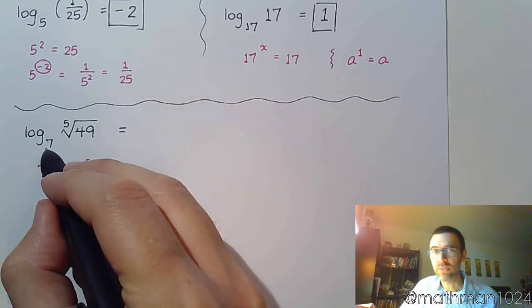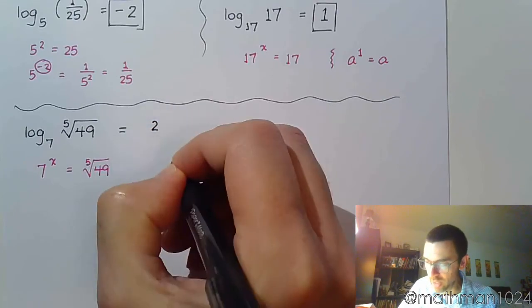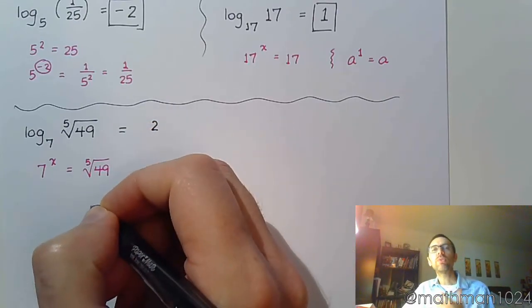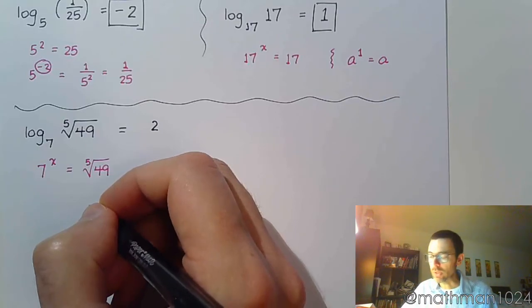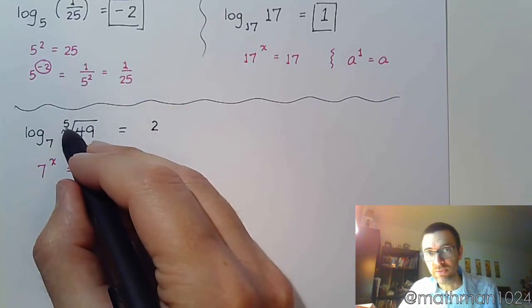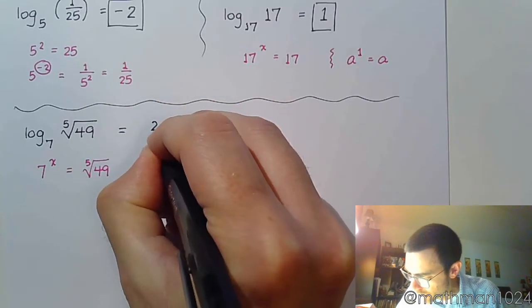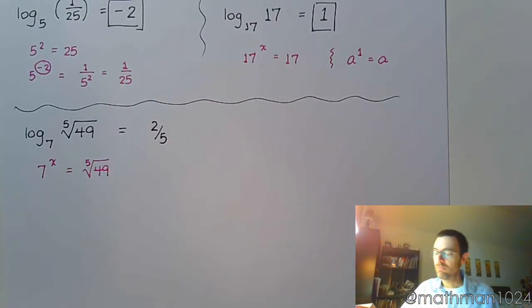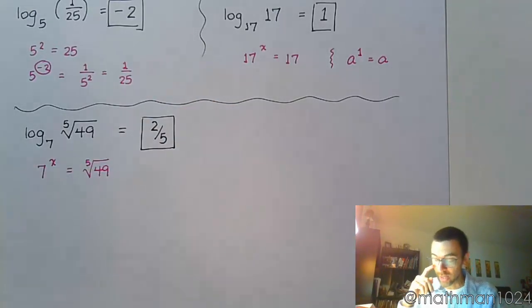What's the power of 7 that gives you 49? Well, you know that 7 squared is 49, right? But remember, the answer to the log is the power. So you have to think about this completely in terms of powers. The index of 5 means that for the power, that's the denominator. So the answer is just 2 over 5. Okay? And this is going to work for all kinds of radicals.